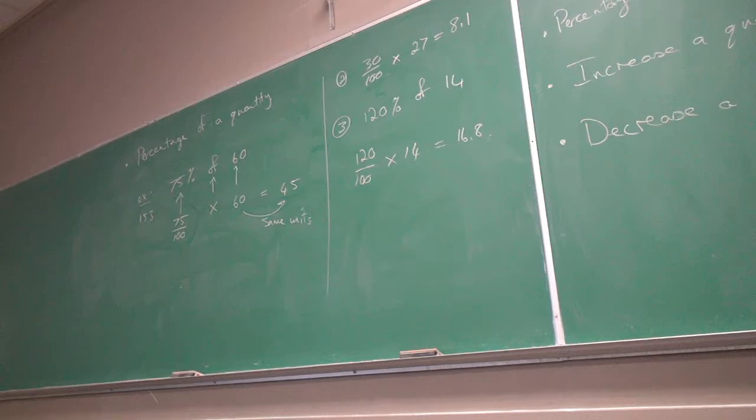Same unit. Could be dollars, could be chickens, could be whatever. It's not a percentage anymore. So that tells me if I have a percentage of a number, it is simply convert the percentage to a fraction, multiplication.